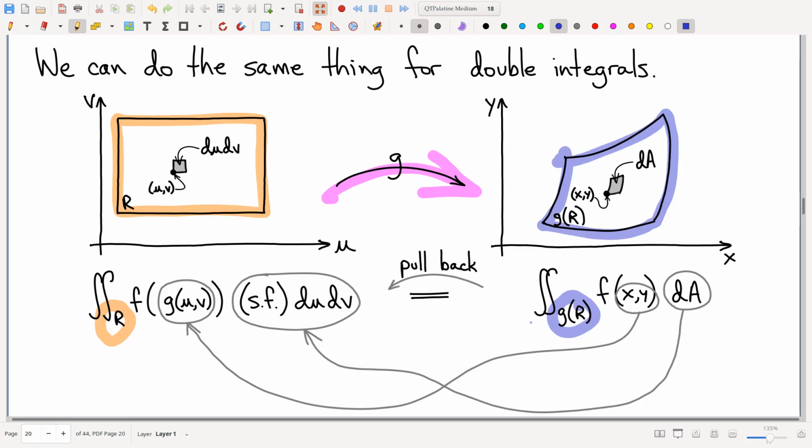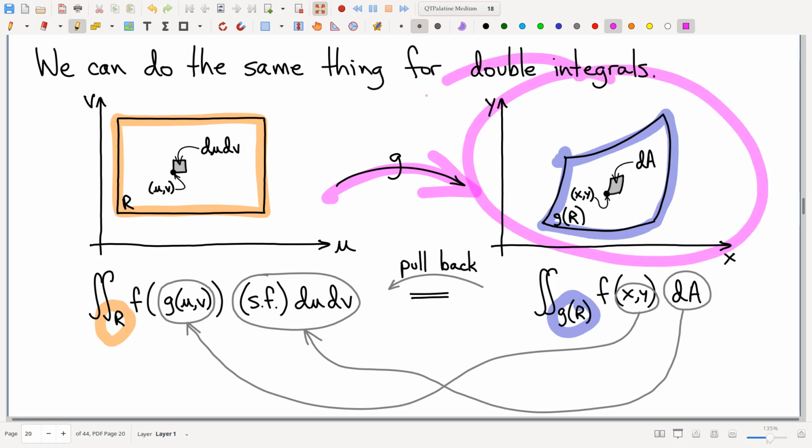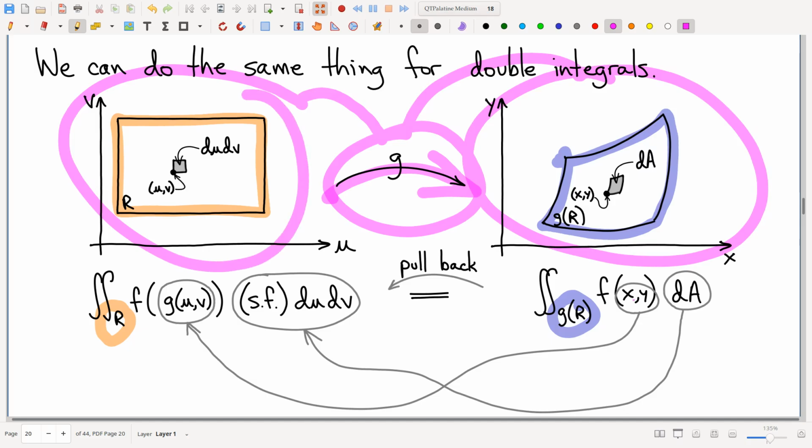And I can do this same thing. X and Y are G of U and V. So X comma Y is G of U comma V. Just plug that right in. You're going to have explicit form. Once you know this change of variables function, you're going to have explicit formulas for X and Y written as functions of U and V. And you can just plug those right in to convert everything into sort of U and V language.